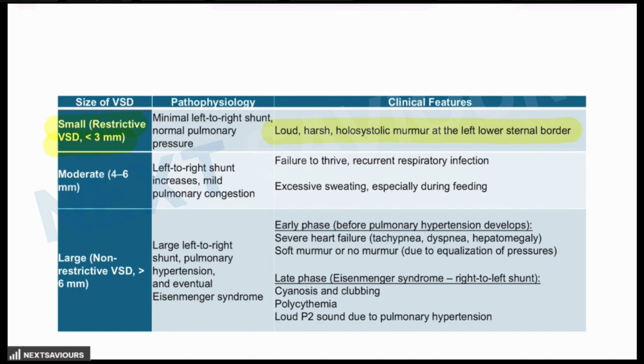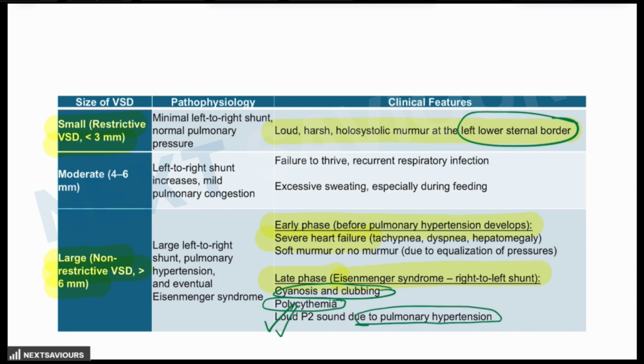On the other hand, when the ventricular septal defects are large, that means more than 6 millimeters in size, in the early phase, before the development of pulmonary hypertension, there will be features of cardiac failure. But in late phases, where there is reversal of the blood flow, that means right to left shunting, identified as Eisenmenger syndrome, there will be features of cyanosis and clubbing, polycythemia because of hypoxemia, and loud P2 sound due to pulmonary hypertension. So these are going to be the features in case of ventricular septal defect.